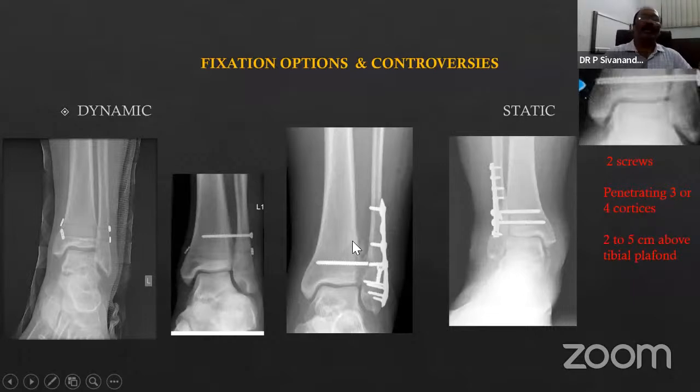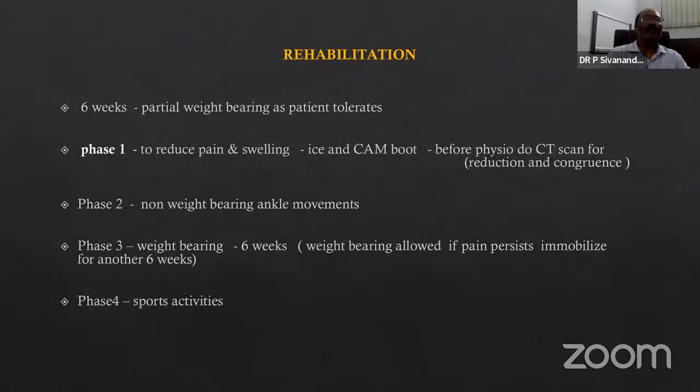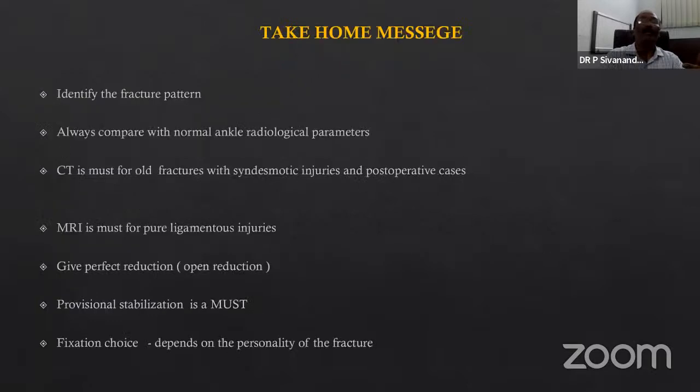After fixing, you should allow partial weight bearing at 6 weeks. In phase one, to reduce the pain and swelling, advise ice application, a camp boot and physio. In phase two, non-weight bearing ankle movements to improve the movements. In phase three, you go with weight bearing. There is a rule: always immobilize these patients for double the time of ankle fracture fixation. Always warn the patient that if the pain is persisting, please don't keep total weight bearing. So this is the rehabilitation protocol.